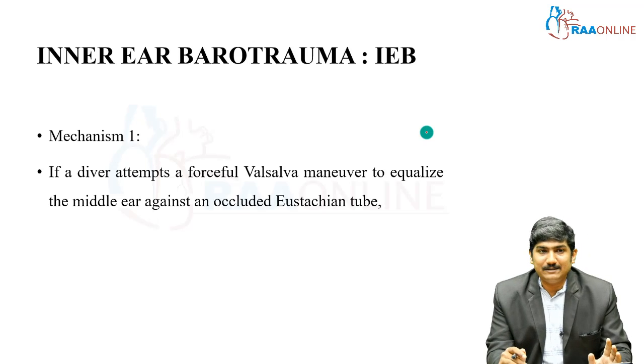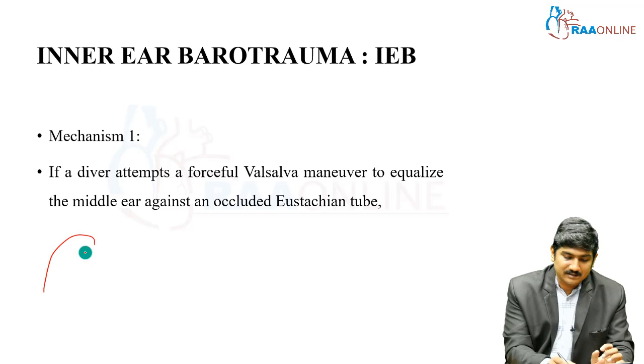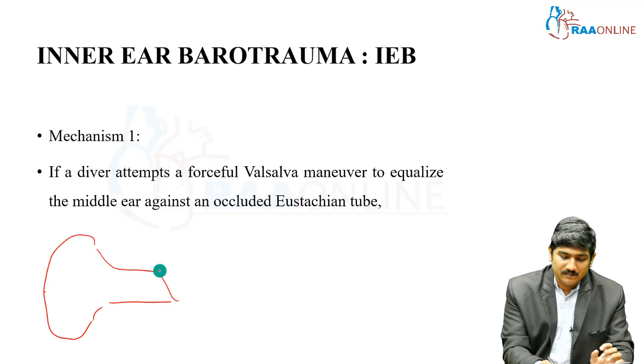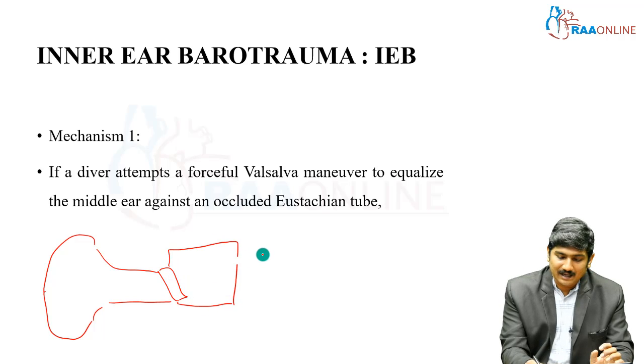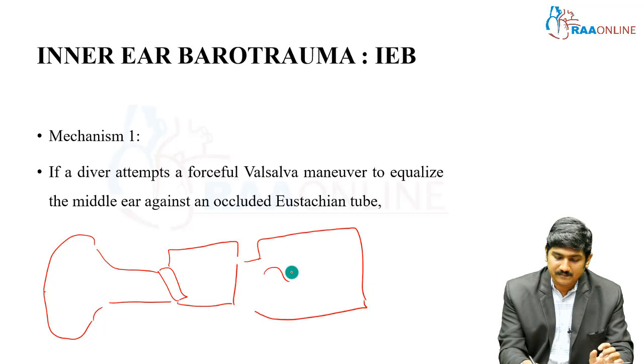Now coming to the IEB, the inner ear barotrauma. Okay, so where is the inner ear? So this is the pinna, and now you have the eustachian tube, you have the tympanic membrane, the middle ear box, and now comes the inner ear. Okay, the inner ear.